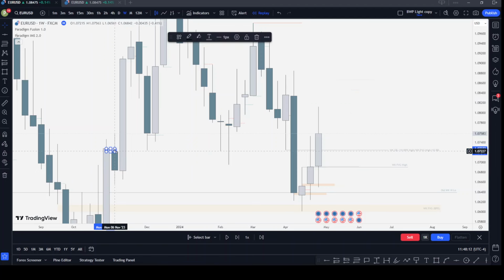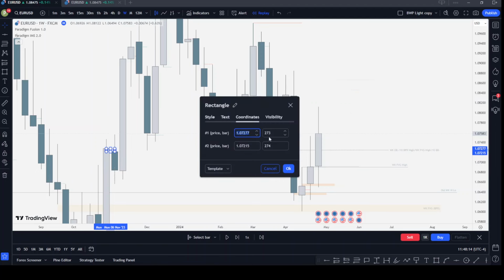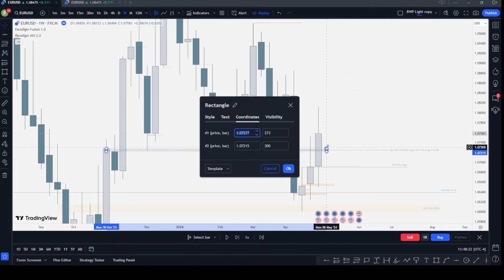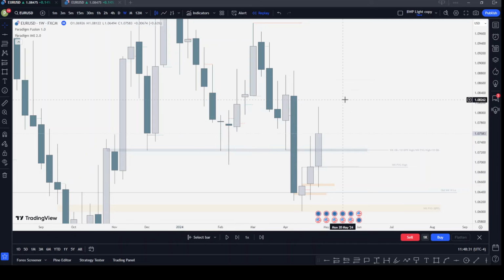extend it out in time to 300 maybe. Let me extend it more, so extend it out in time.